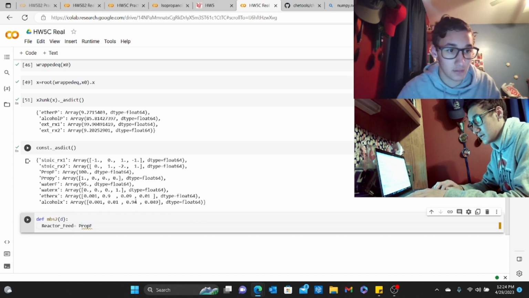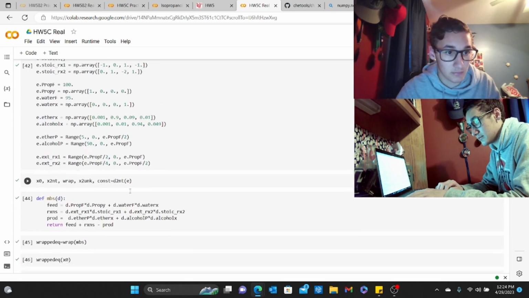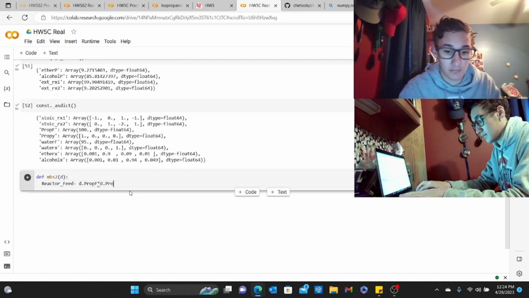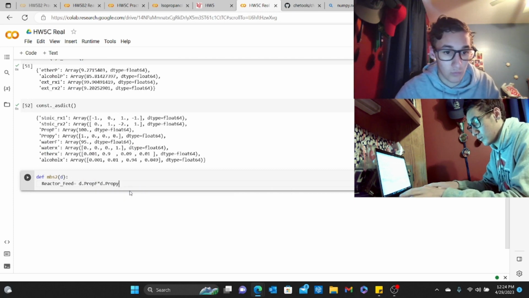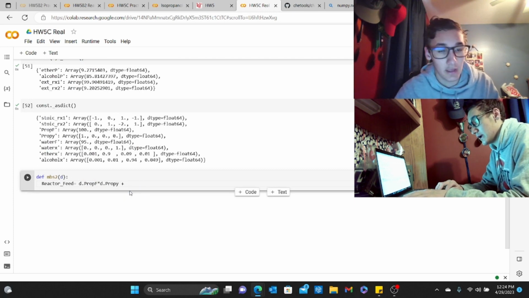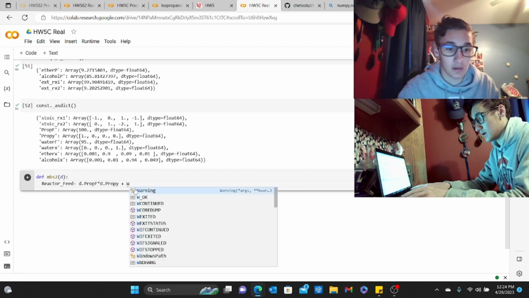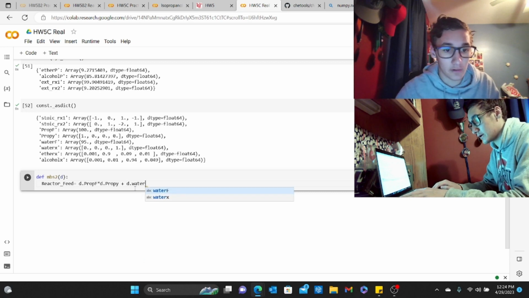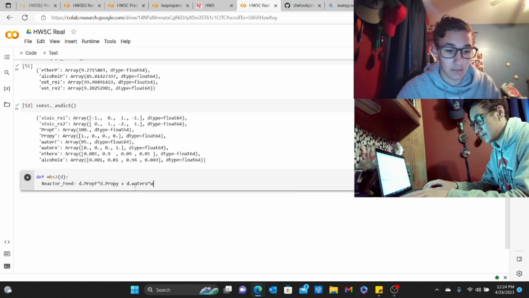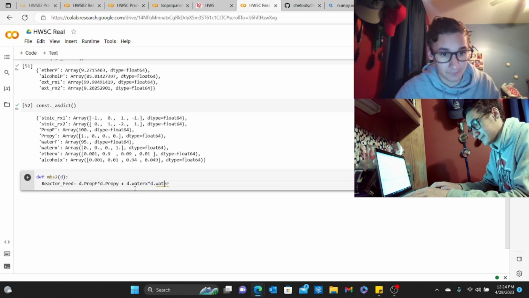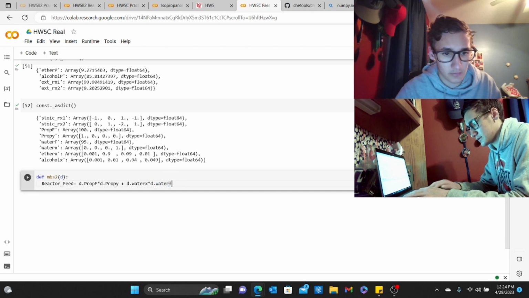Is that supposed to be P? Right? Let's see. Yeah. G dot prop F times G dot prop Y plus, now we add the water amount, so it's going to be G dot water X times water F, D dot water F, no, right? That's what I named it?